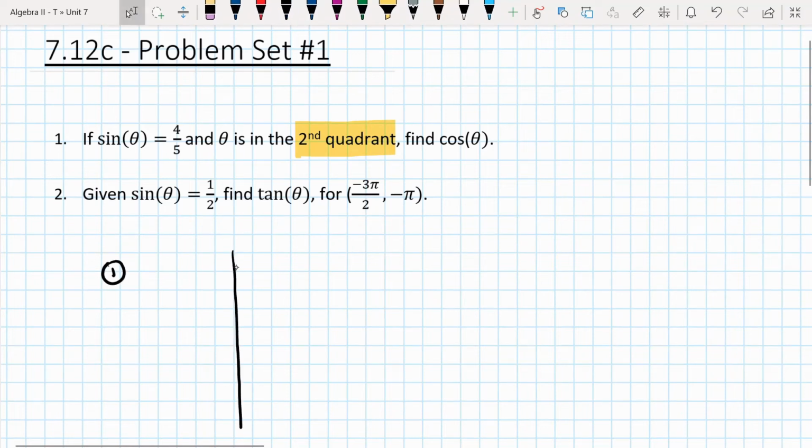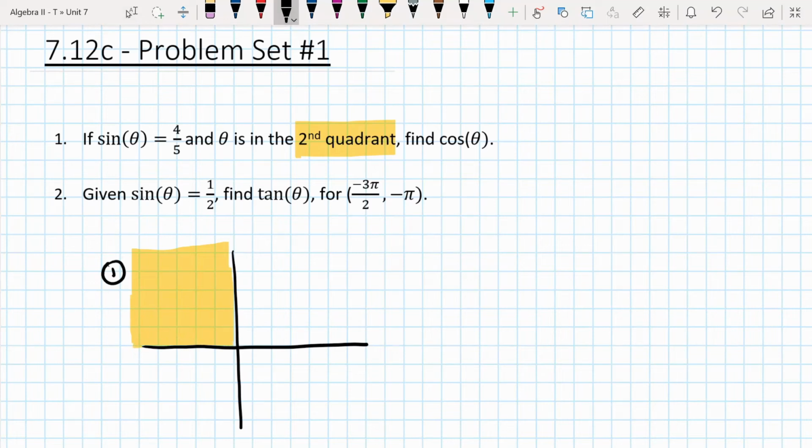Start by recognizing that the second quadrant here is going to be right here. The sine value over here in the second quadrant is going to be positive. The cosine value is negative. So sine is positive. Cosine is negative.